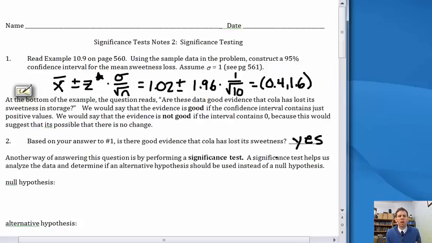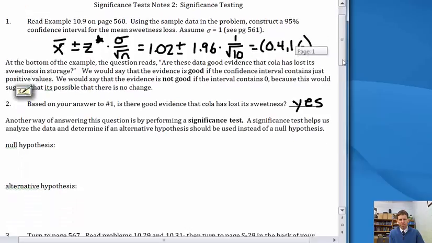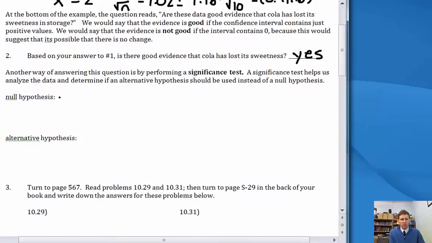Now there's another way of answering the same question, and this is by performing what's called a significance test. A significance test helps us analyze the data and determine if an alternative hypothesis should be used instead of a null hypothesis. So let's review these things about hypotheses. We had said that when you're making a guess as to what you think is going to happen, is there good evidence that cola has lost its sweetness? The null hypothesis means no changes occur, no difference from usual. No, cola hasn't changed. The null hypothesis I call the no hypothesis.